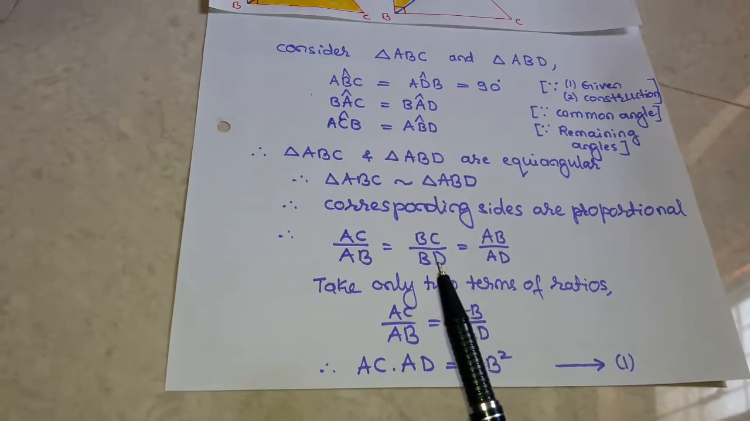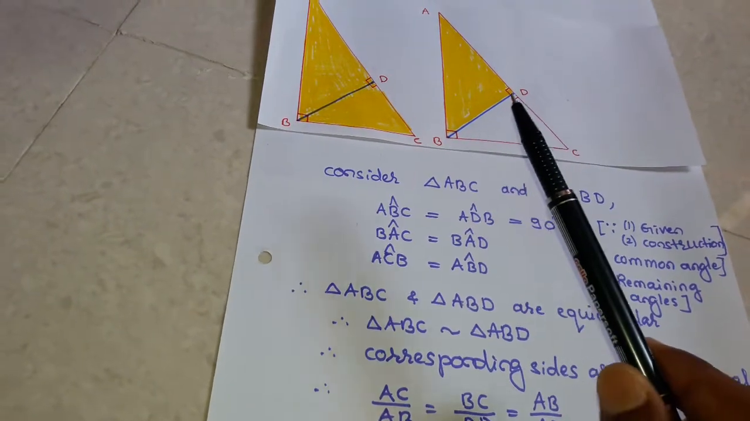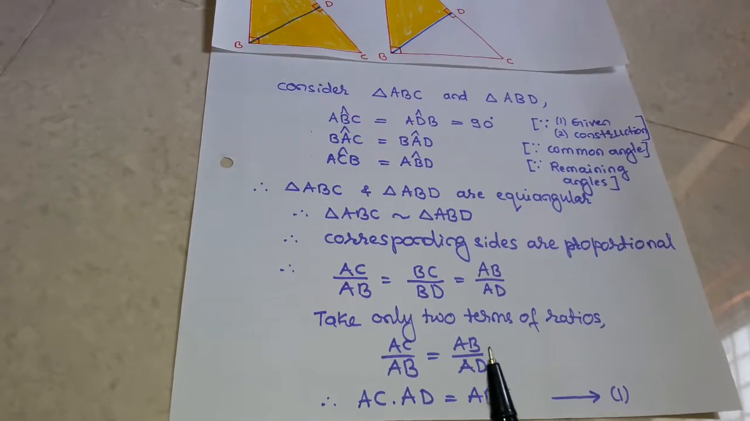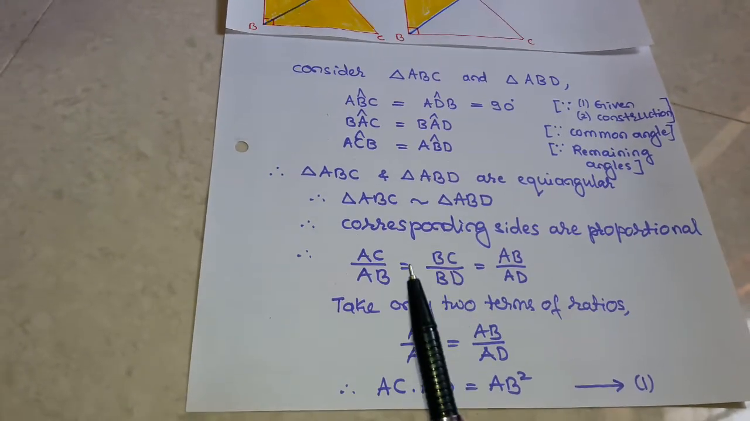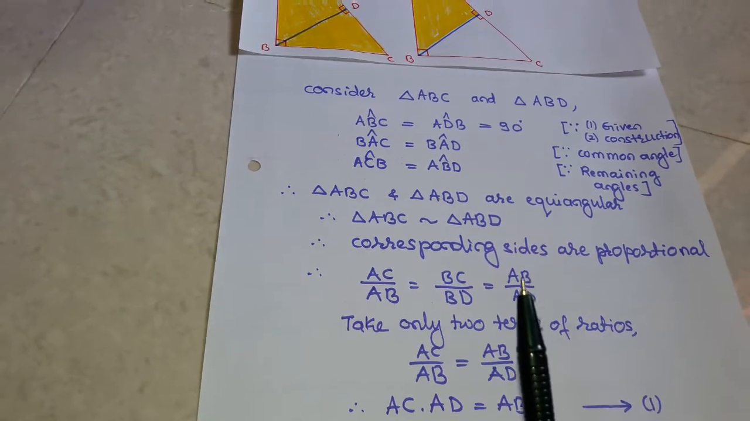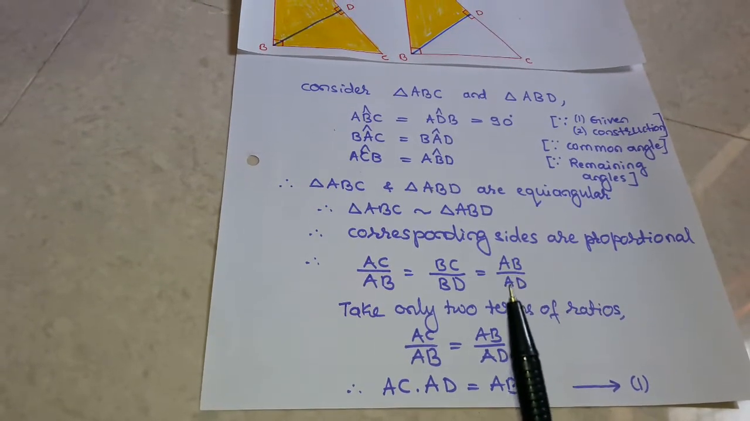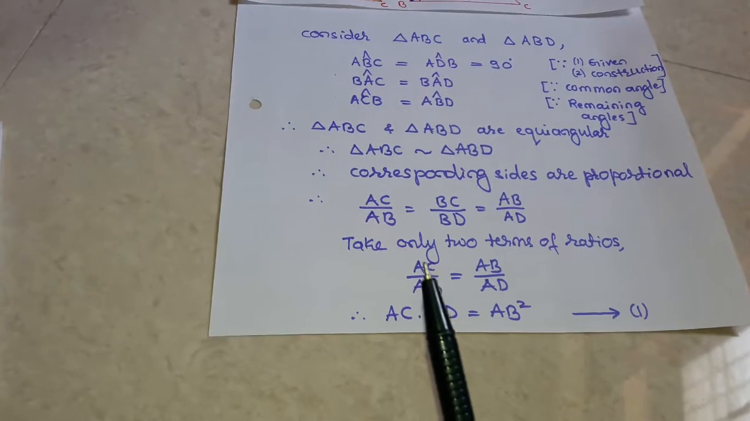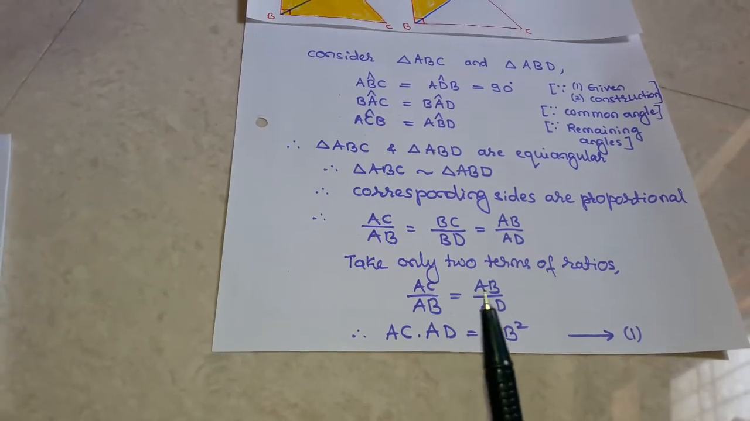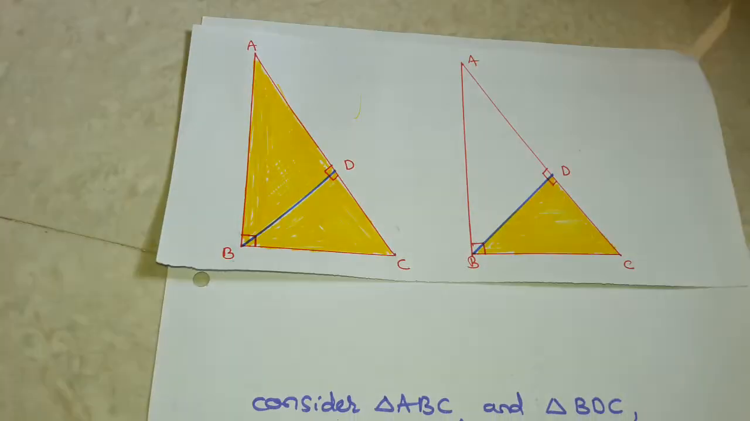We do not want BD to be in our calculation because BD is our construction and it is nowhere required in the proof that we have calculated already. So we exclude this term of ratio and connect first and last. So AC by AB, this one, is equal to AB by AD. AC and AD cross multiplied, see it is AC into AD. AB is multiplied, it is AB square. See, this is how we arrive at note 1.